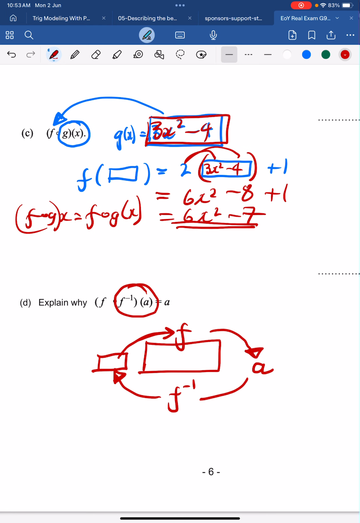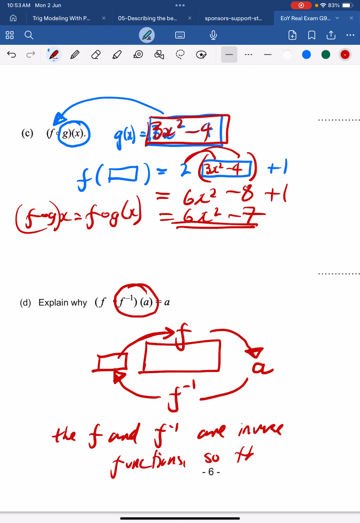We can also say that actually f and f minus 1 are inverse functions, so they undo the operations. That will be okay as well.